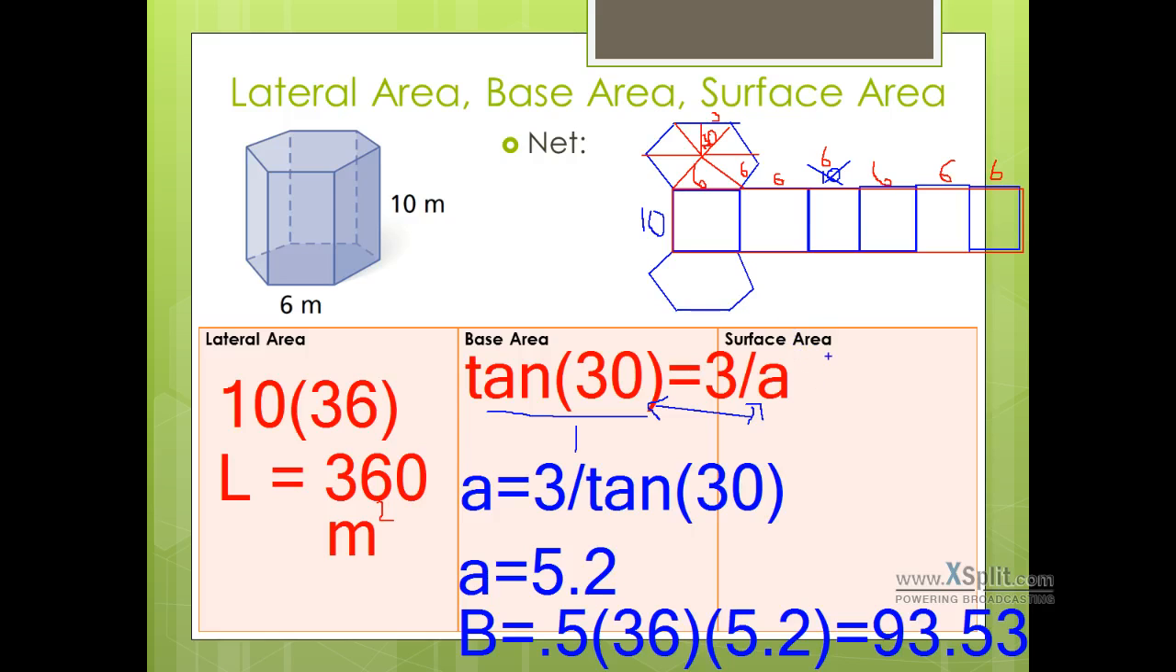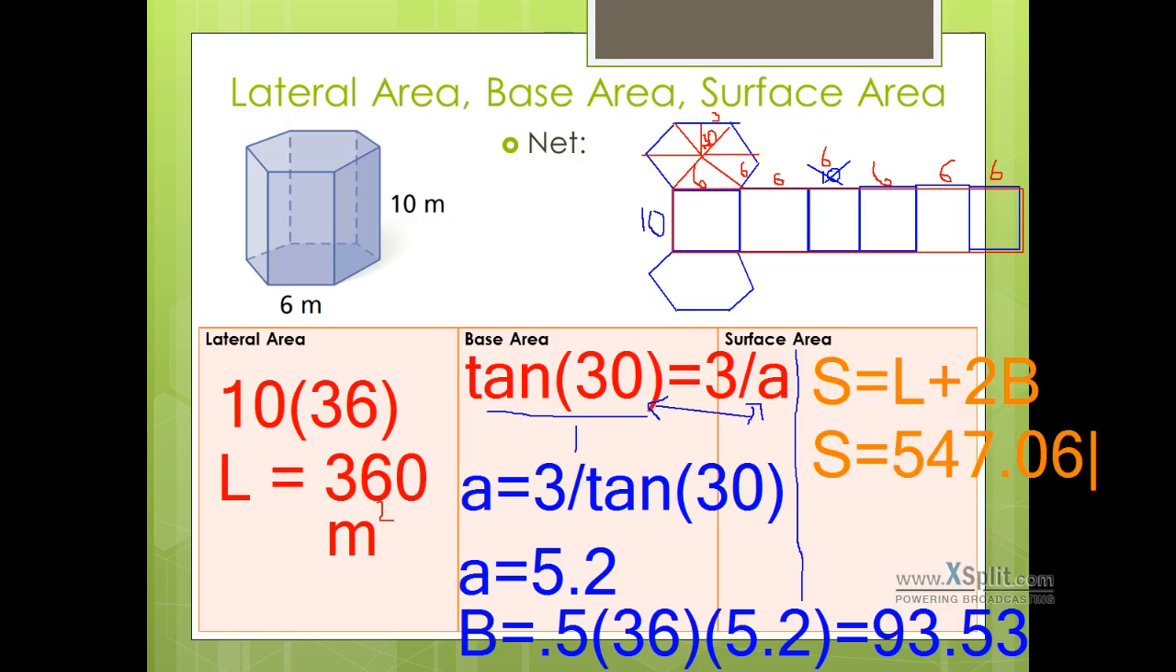Surface area then. I'm going to go ahead and switch over to some orange for surface area. Surface area is going to be equal to our lateral area plus a couple of bases worth. So I'm just going to verbally say this here. That'd be a 360 plus 2 times 93.53. That's going to give us a grand total of 547.06 meters squared. Is our grand total answer.